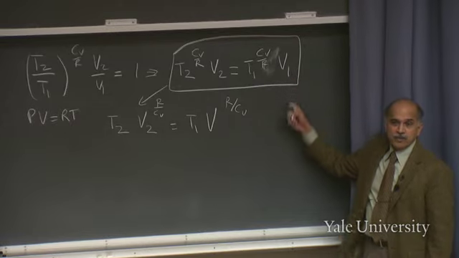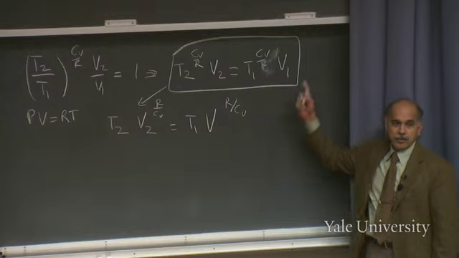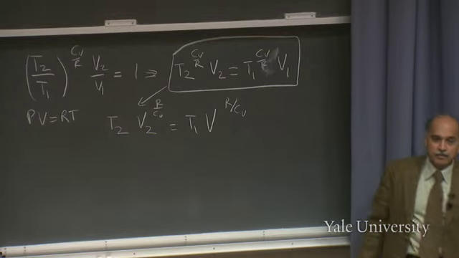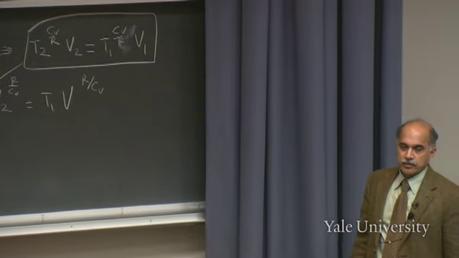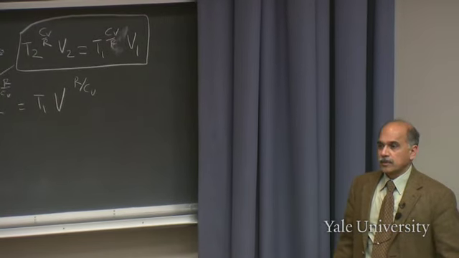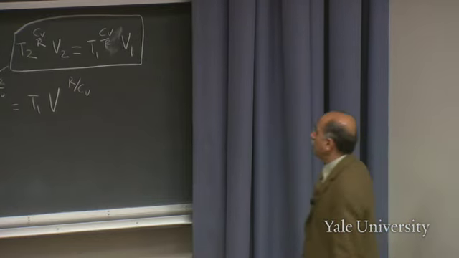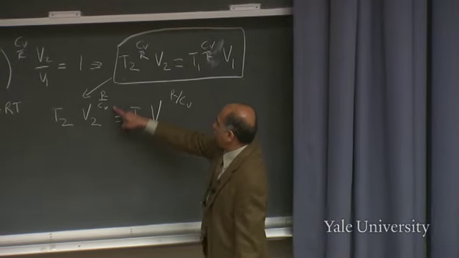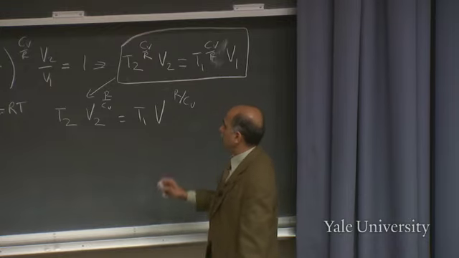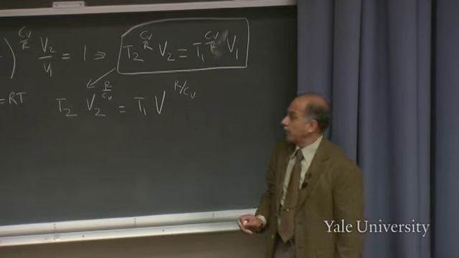You know how I went from here to here? How did I go from here to here? You have an idea? You take R over CV power. Exactly. Raise both sides to the power R over CV. It's cooked up so that CV over R goes away and the R over CV falls on V2. So here's another way to write it, if you like. I'll tell you why I write it this way.